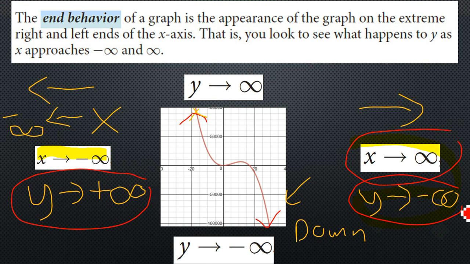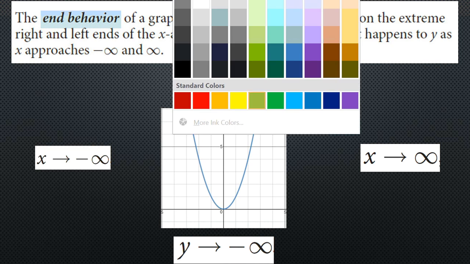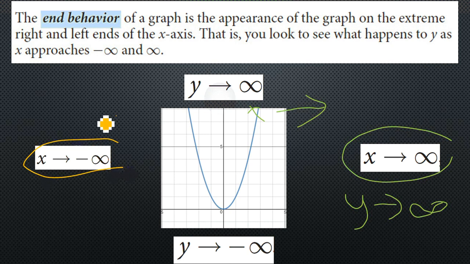Let's look at another example to make more sense as we go. Okay, here's another one. This one's a quadratic. It's a U-shaped graph. And so as x approaches positive infinity over here, we're going to be looking right on the graph, and we can see that it goes upwards. So as x approaches positive infinity, y approaches positive infinity. Okay, and we look at this piece over here. As x approaches negative infinity, so as we look left, the graph also goes up. So y approaches positive infinity. Okay, so quadratics that open upwards have this end behavior.